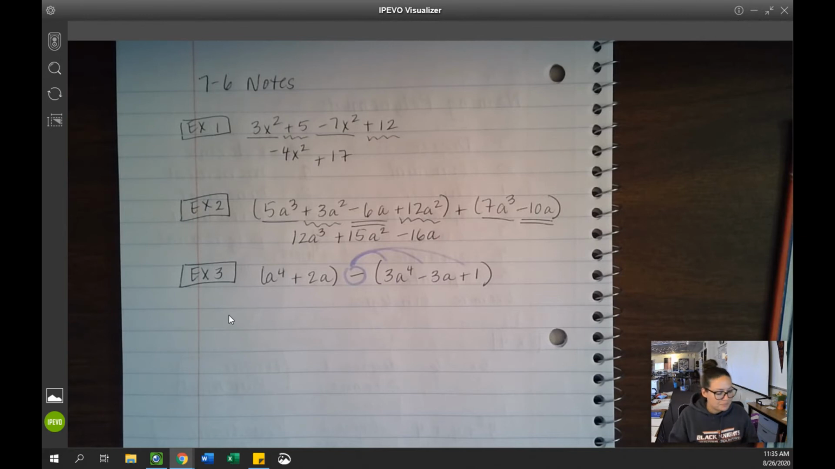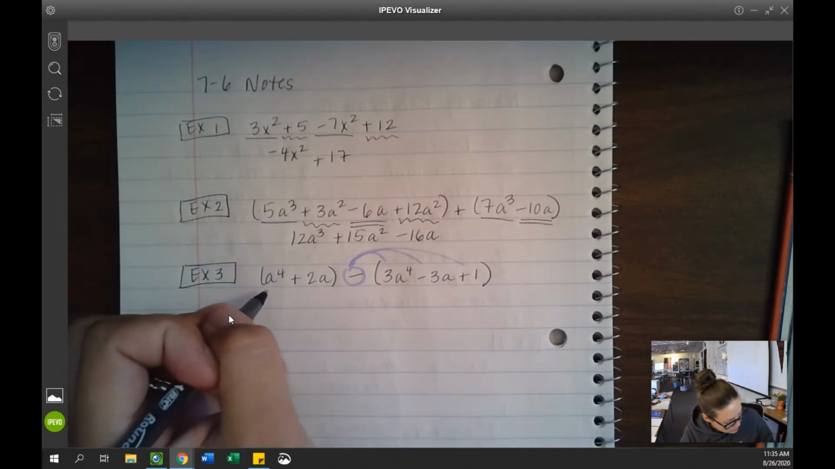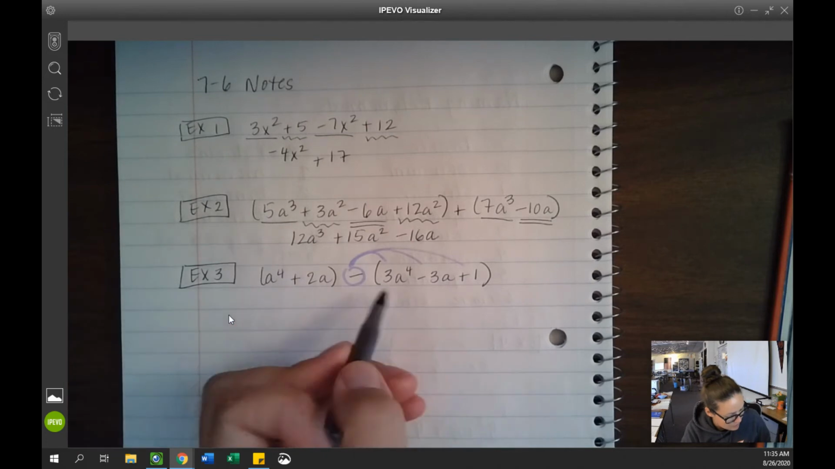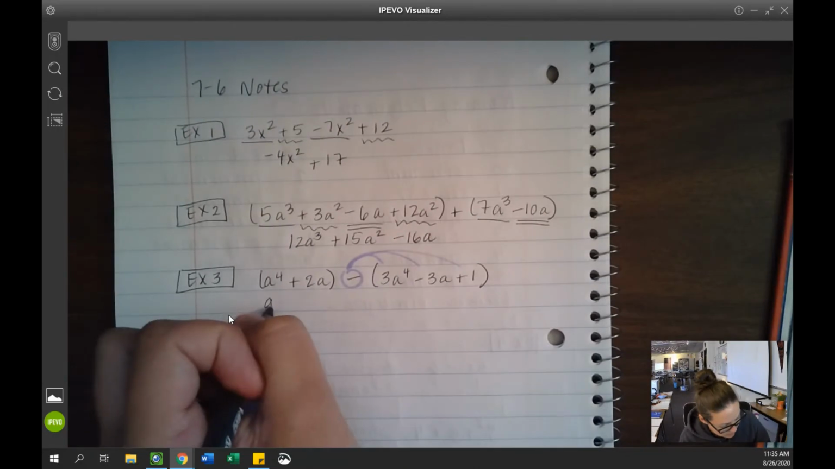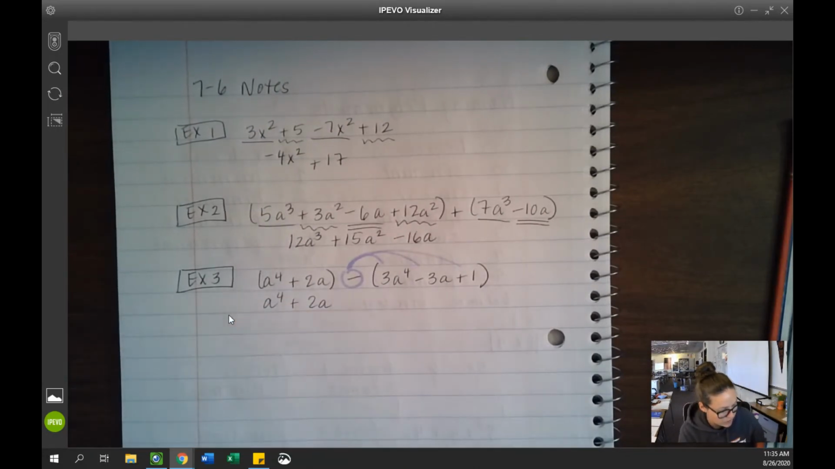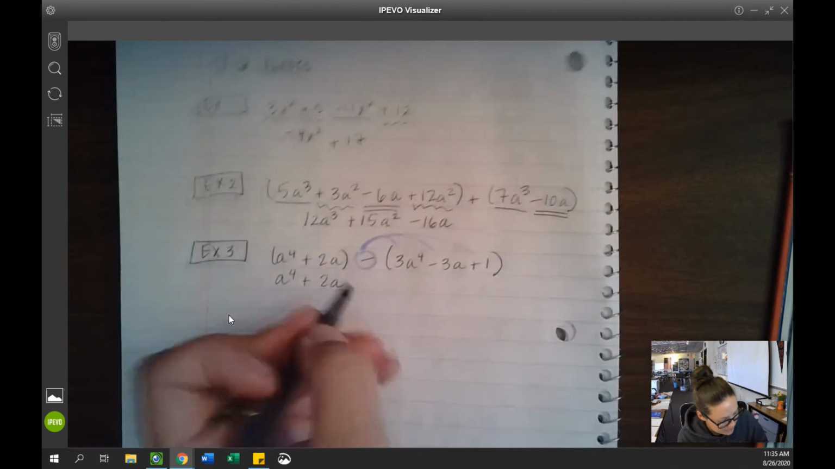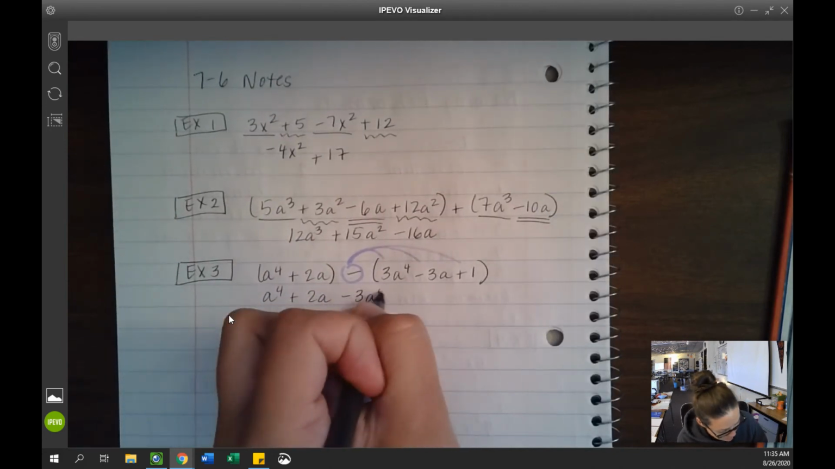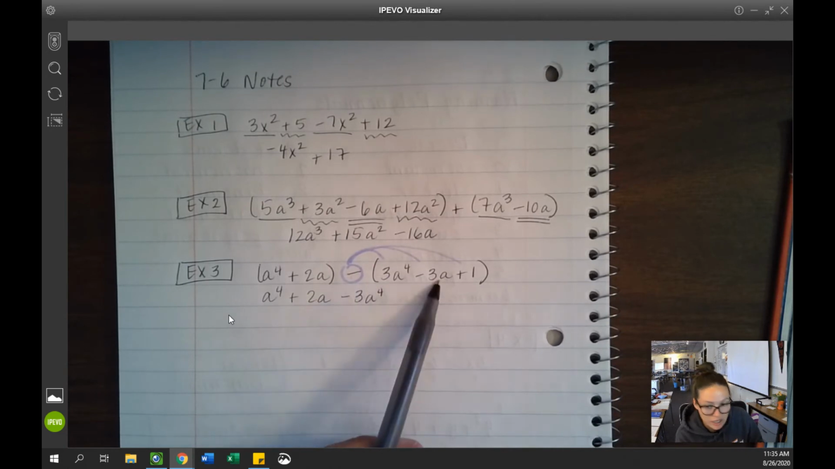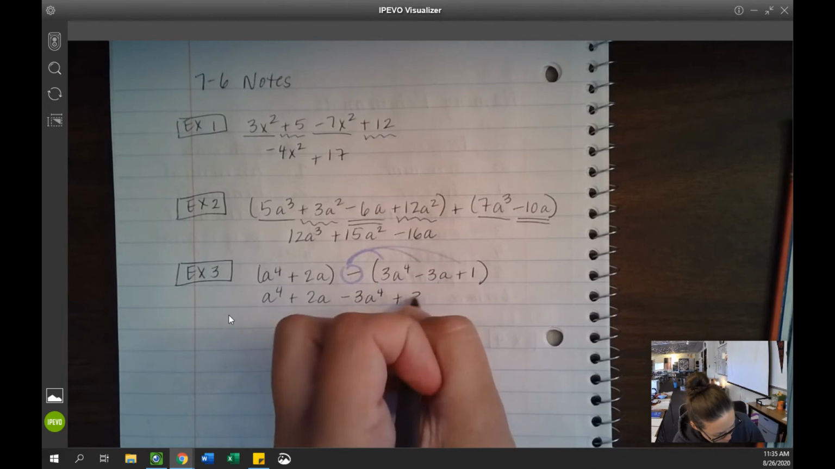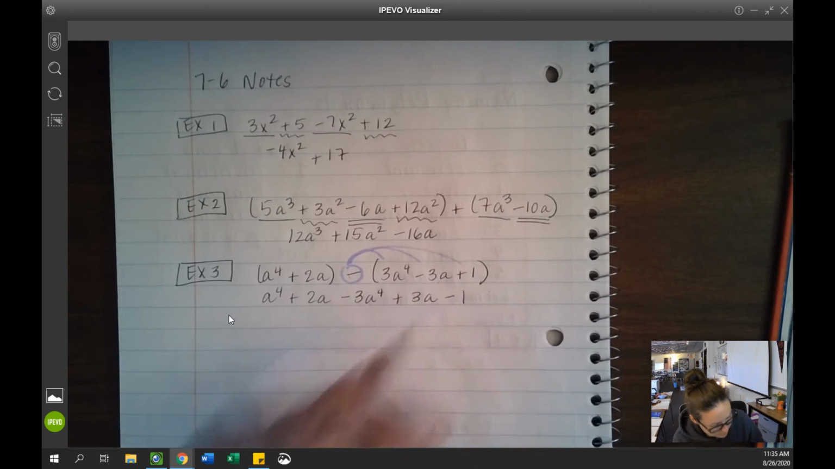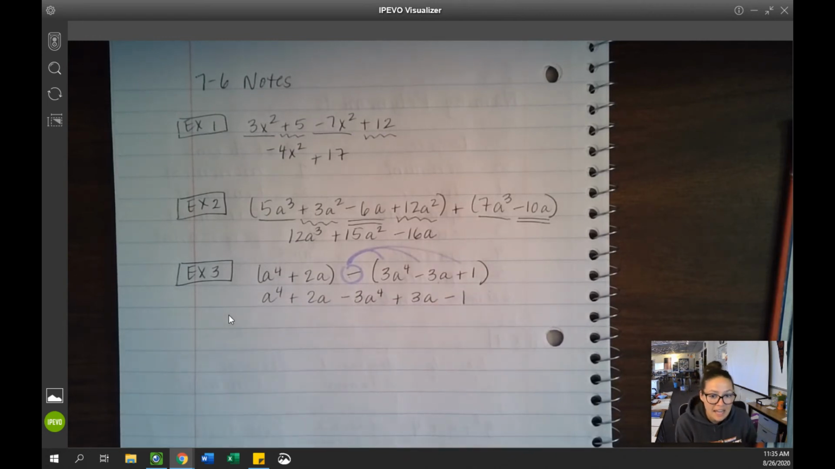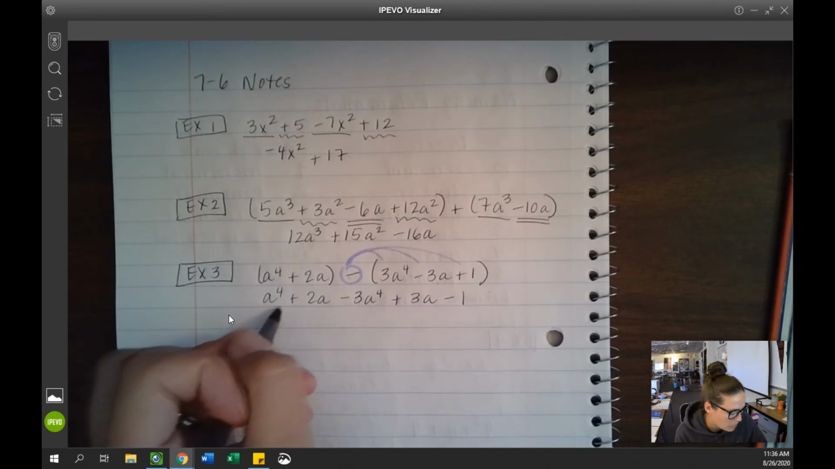Okay, so what I'm going to do is I'm going to change all of the signs of these. So I still have a to the fourth and 2a from the first parentheses, but I'm going to have minus 3a to the fourth. And then what happens when you subtract a negative? Minus a negative 3a becomes plus 3a. And then I have minus 1. That's the tricky part. Now we can just combine them together like we were doing before.